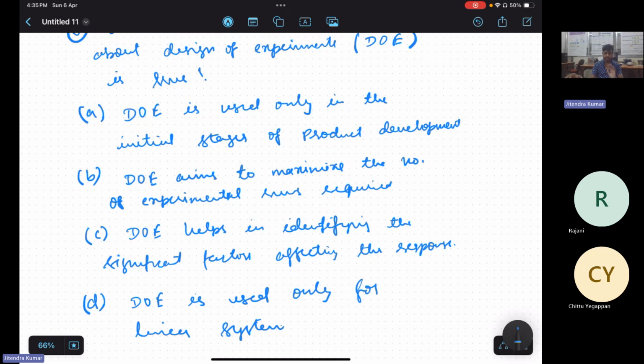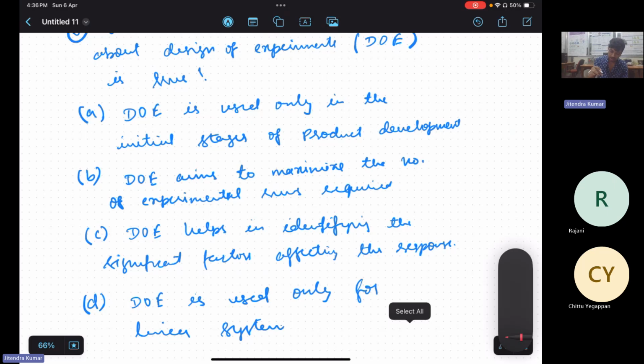Now, option C is DOE helps in identifying the significant factors affecting the response. Yes, this is correct, because its primary goal is to identify the factors. This option itself states that it helps in identifying the significant factors affecting the response. So of course it has to be correct.